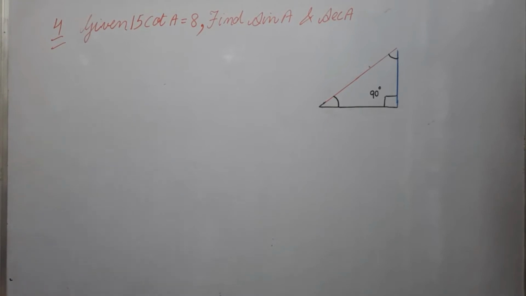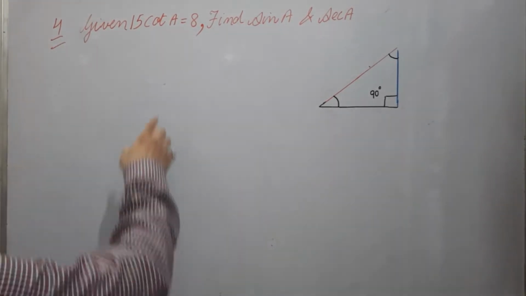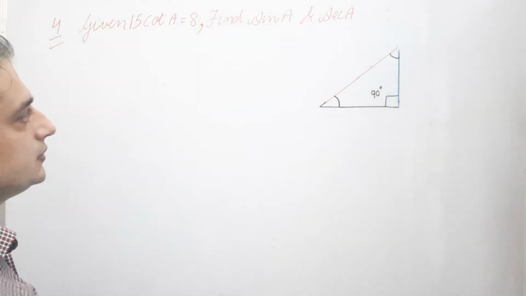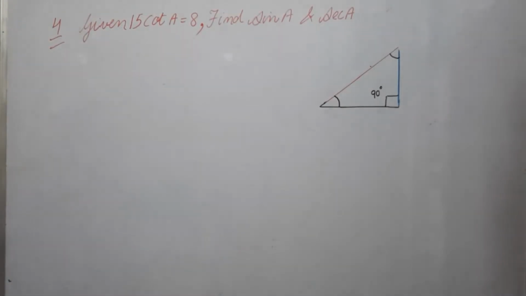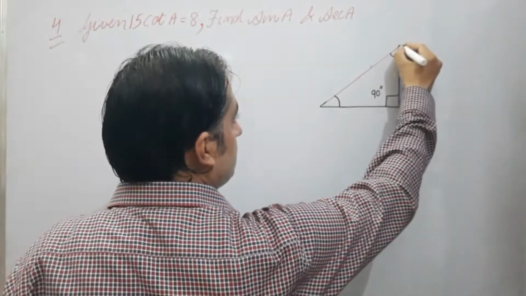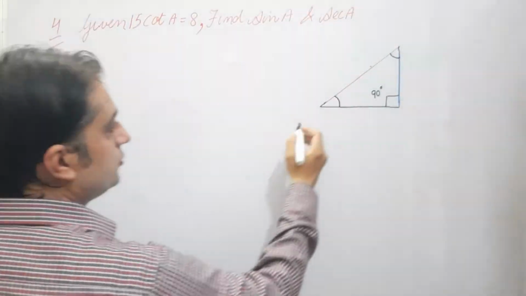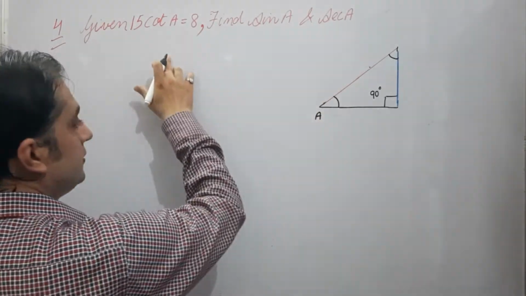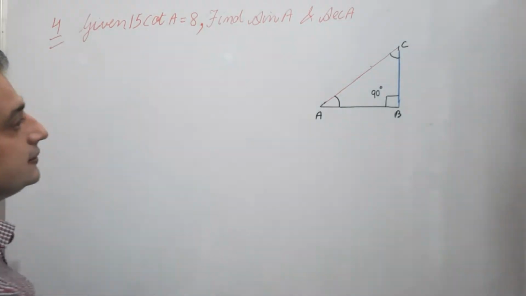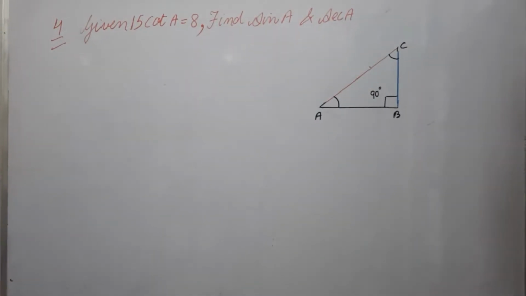In question number 4, given is 15 times cotangent of acute angle A is equal to 8. Find the other two T ratios, that is sin A and secant A. The same steps that we have already done in the previous question. Again draw a right angle triangle, in which angle A is your acute angle, and name the triangle ABC.